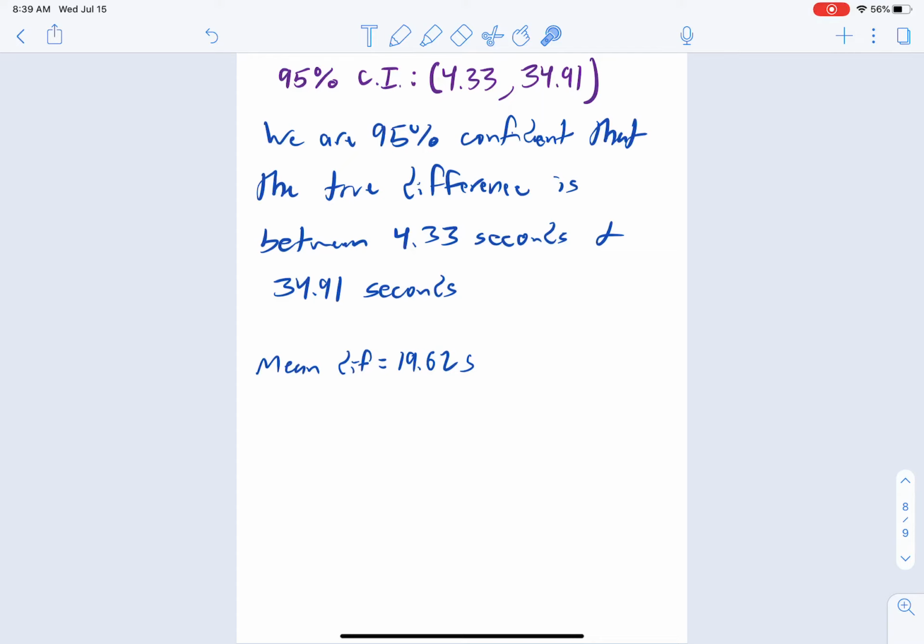Okay, so that is that. So we've got one more type of t-test, super similar to what we've been doing. And I guess I'll just see you there in a little bit.